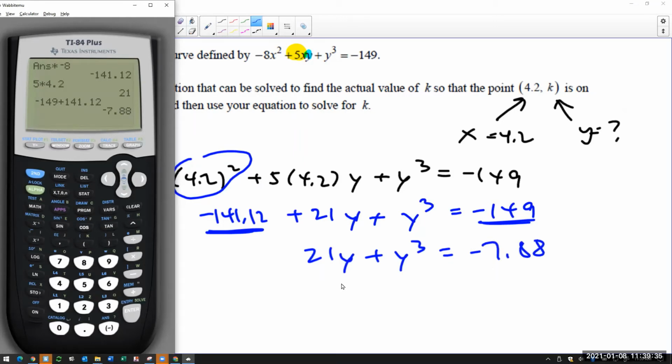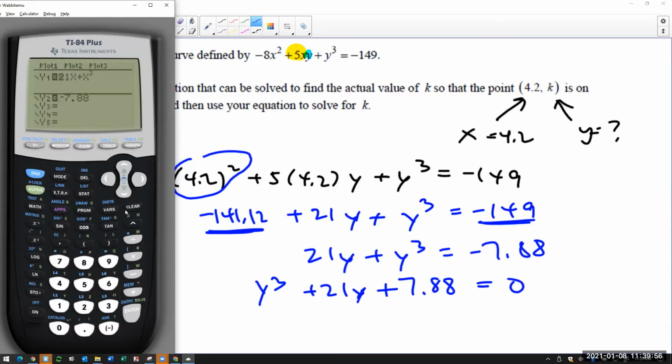So I actually need to find out what y is. There's lots of ways to do this. Let me just move everything to the left. y cubed plus 21y plus 7.88. Okay, everybody good with this? I'm just trying to solve for y. How would you solve for this? You can factor it, but it doesn't factor. Does that make sense? But you have a calculator. So go into your calculator.